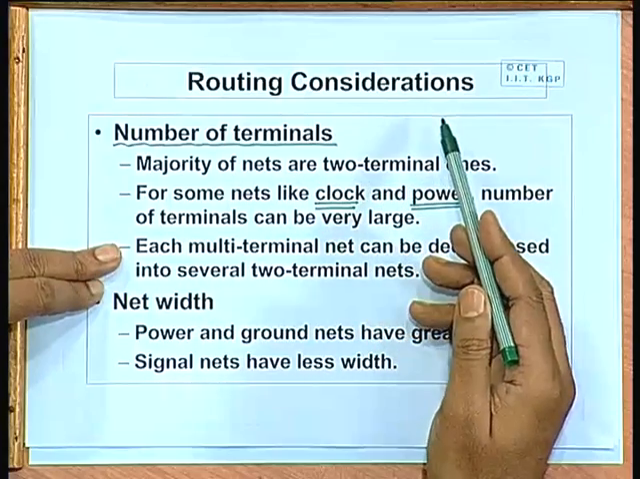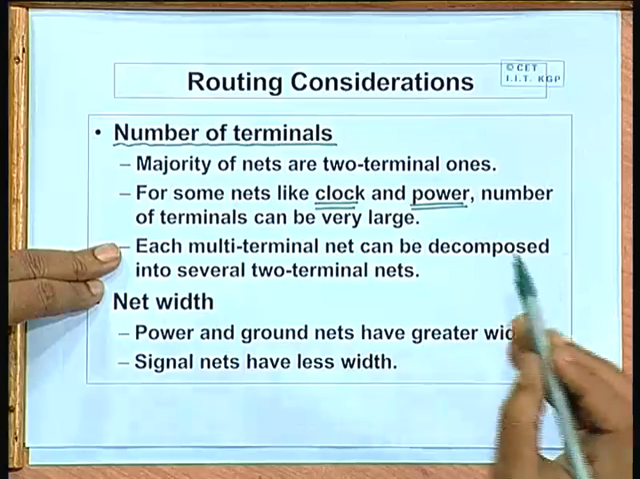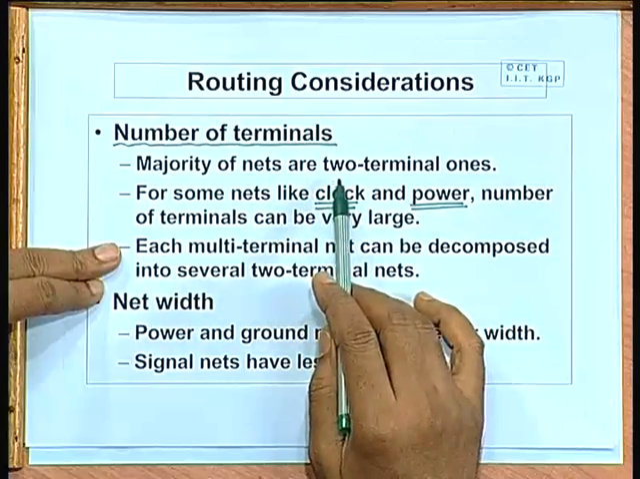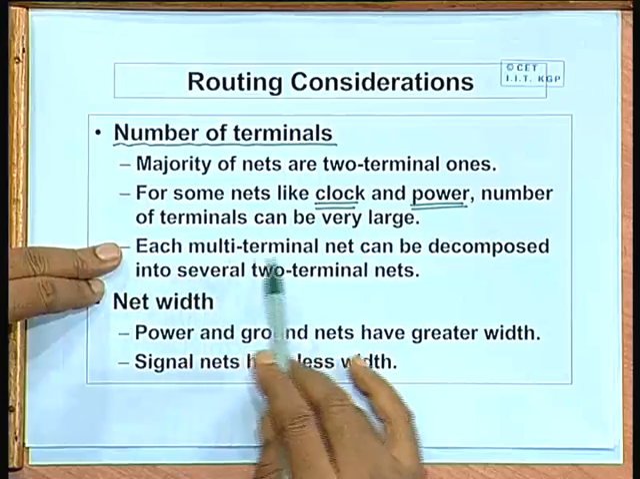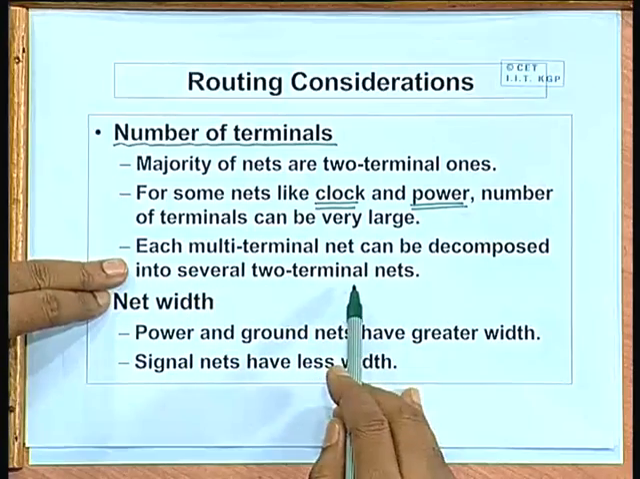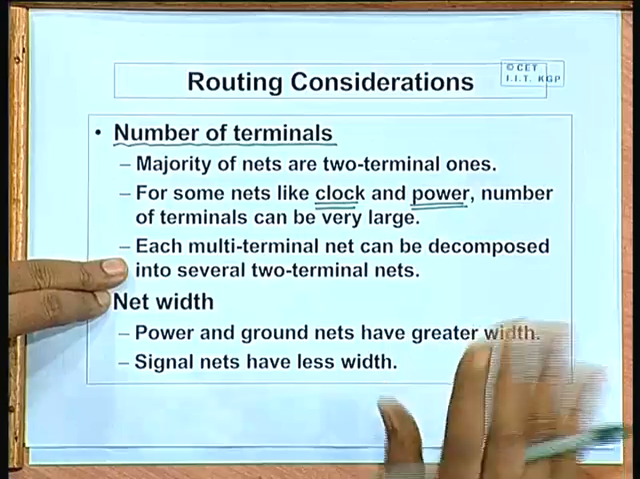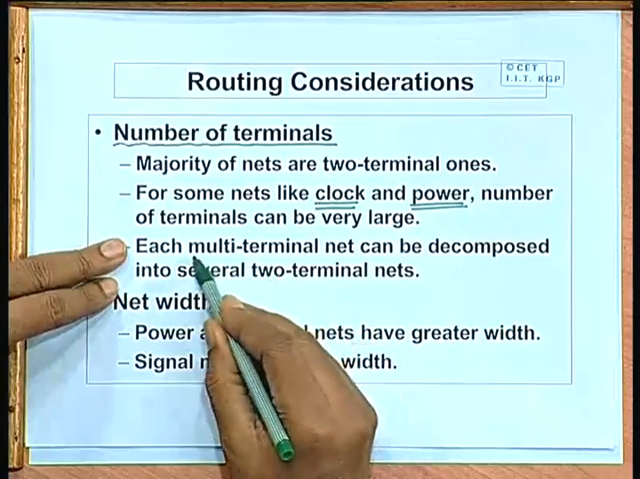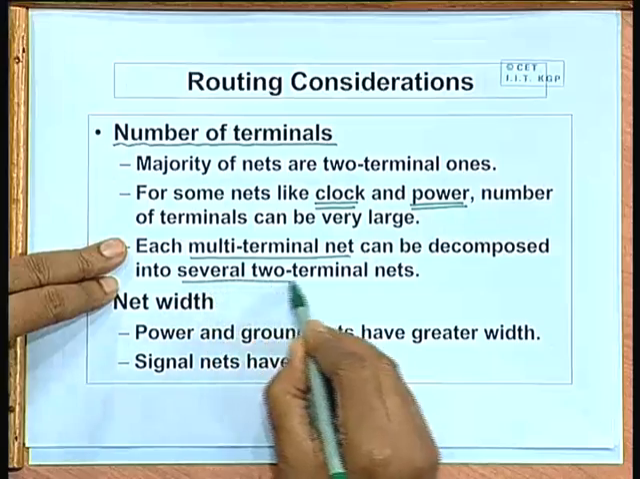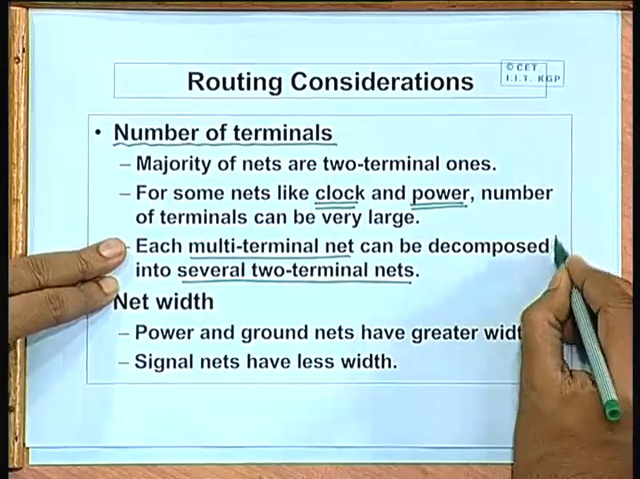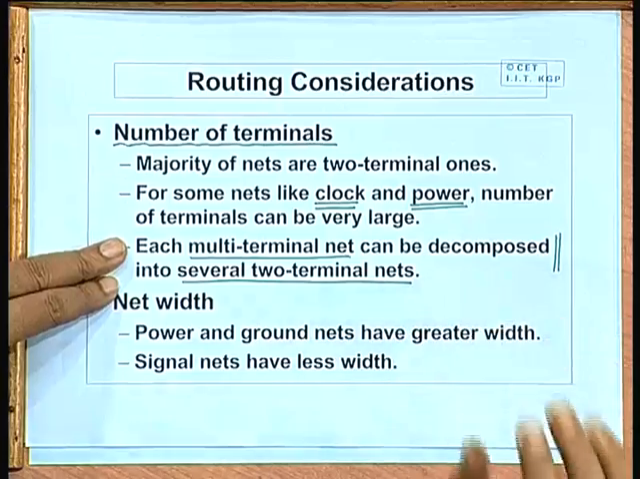But many routing algorithms, in fact most of the channel routing algorithms we will be discussing, either handle 2 terminal nets, or a multi-terminal net can be broken up into 2 terminal ones, but some of them can handle multi-terminals also. So, if necessary, the multi-terminal nets can be decomposed into several 2 terminal nets. This is not required for all algorithms, but for some it may be necessary.